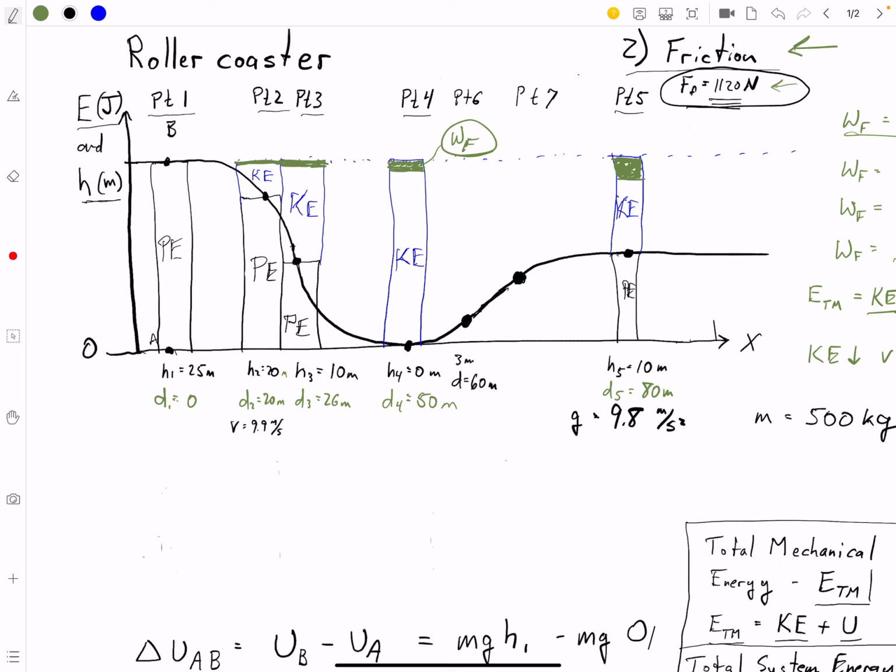What is the kinetic energy at 6, and what is the velocity at 6? Okay, so we want to know what our kinetic energy at 6 is. That's a question, not an equals. So these are the questions. Let's find out.